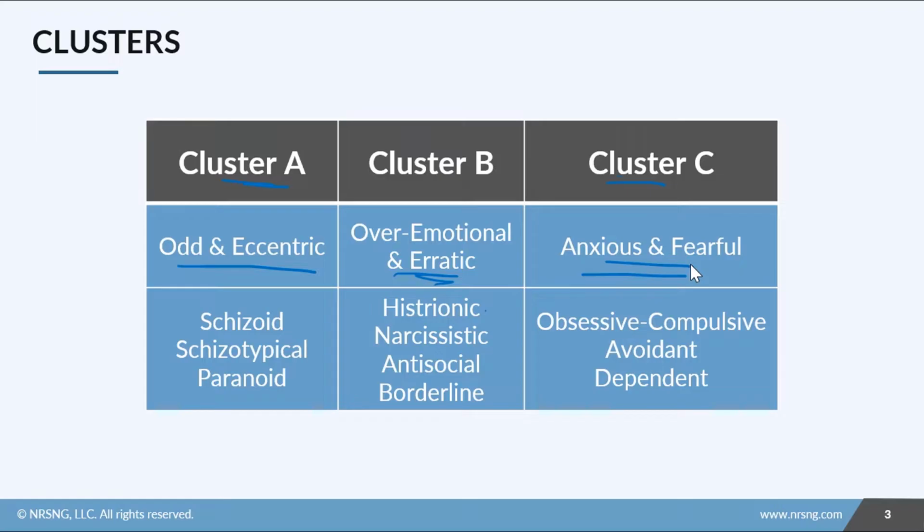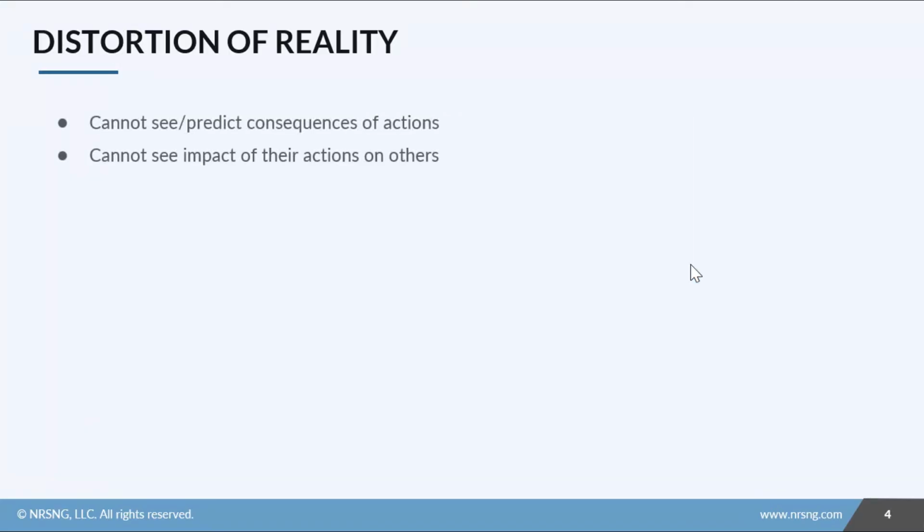Now, for the purposes of this lesson, we aren't going to go into too much detail about the specific ones, but we will talk about the general characteristics of all personality disorders. Now, if you check out the care plan attached to this lesson, it defines a few of these in more specifics. So the first thing to know about personality disorders is that it involves a distortion of reality.